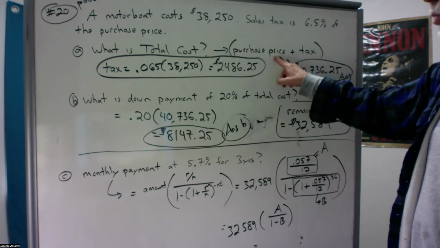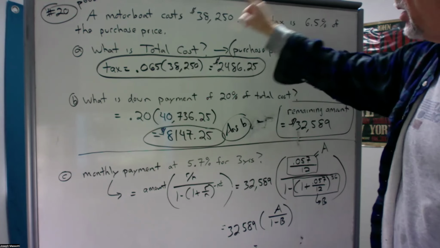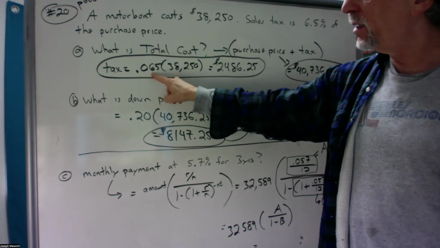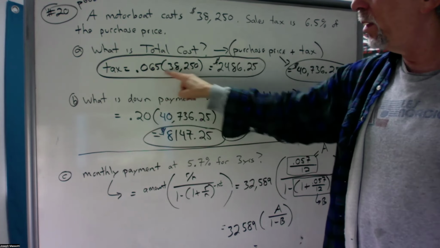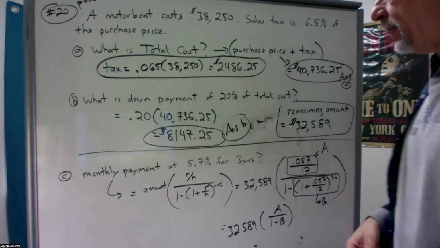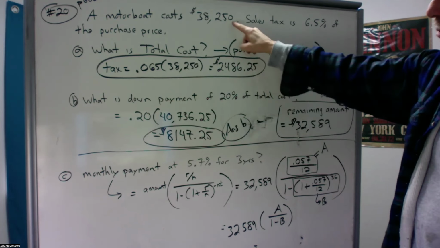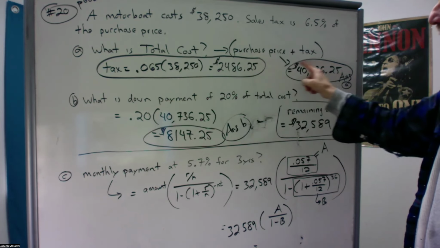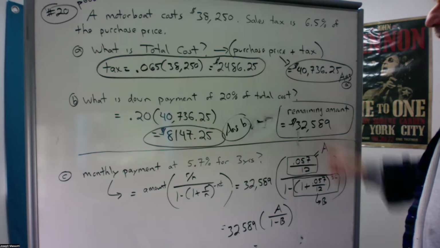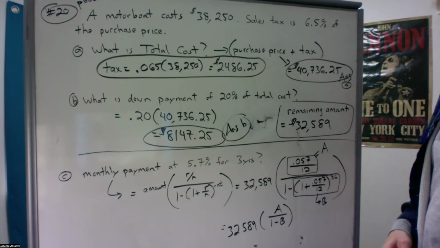Well, total cost is going to be the purchase price plus the tax. We're told the tax is 6.5% of that purchase price. So this is how we're going to calculate the tax. 6.5% of the purchase price. Throw that into your calculator. You come up with this value for the tax. And we add that number to the purchase price, right? Tax plus purchase price will give us the total cost. This is our total cost, $40,736.25, which is the answer to part A.